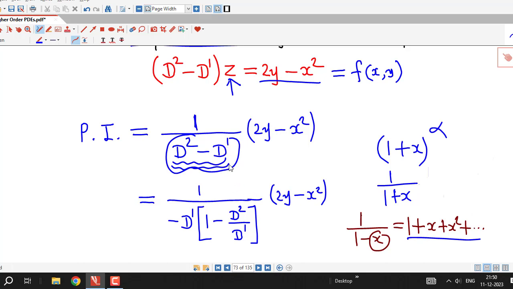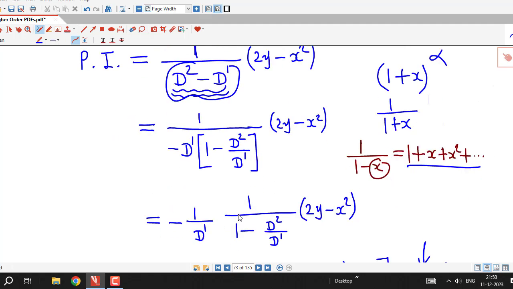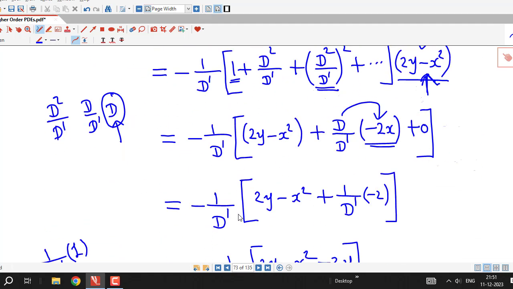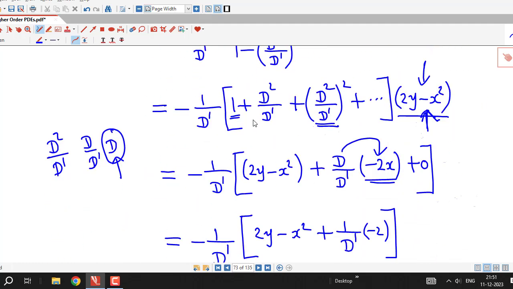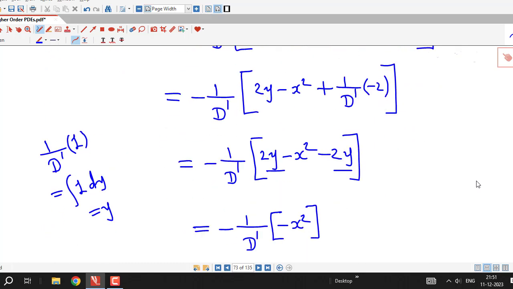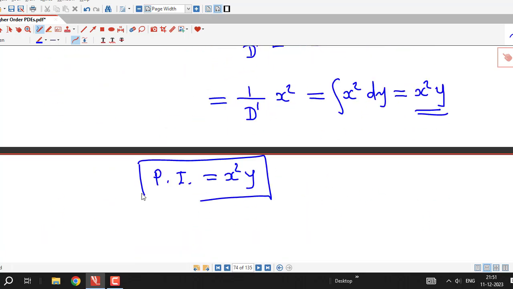So here it is possible to write this as 1 over 1 minus something, and then we have applied that series. This series is applied by considering x equal to D square over D dash, and then we operate the terms one by one on the function on the right hand side, and we find after which term the series becomes finite, or after which term the derivatives become 0. So this is all about this session.